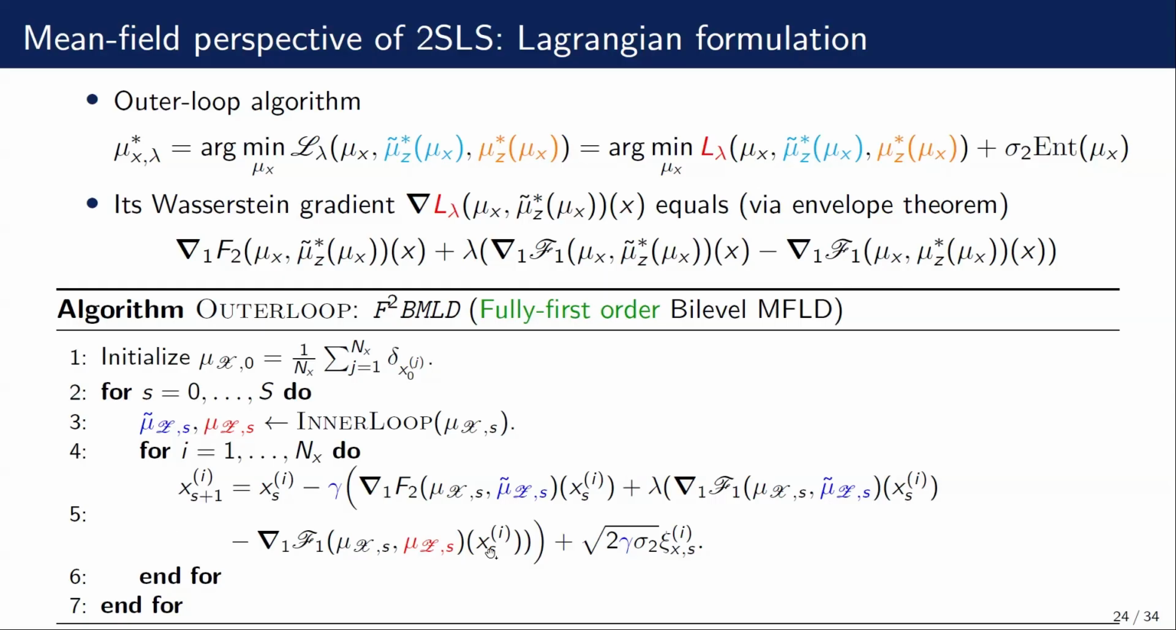And the algorithm is here. The algorithm is the same. So sigma 2 is the scale of Gaussian noise at each iteration. Gamma is the step size, and we have nx particles. We call our algorithm a fully first order bilevel MFLD, but it's a silly name. Don't care about it.